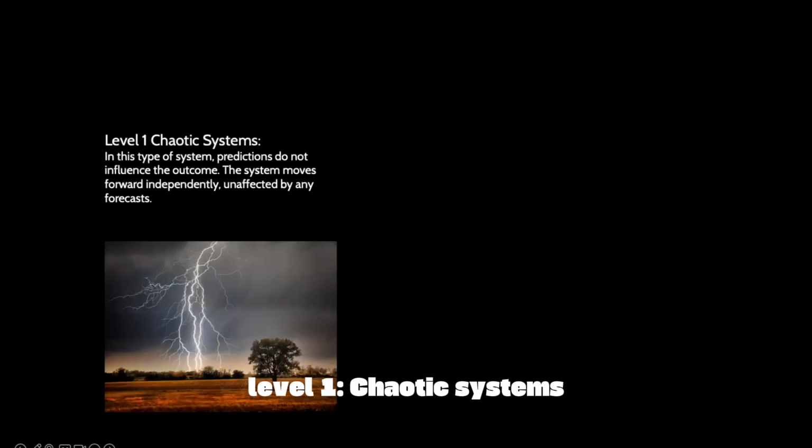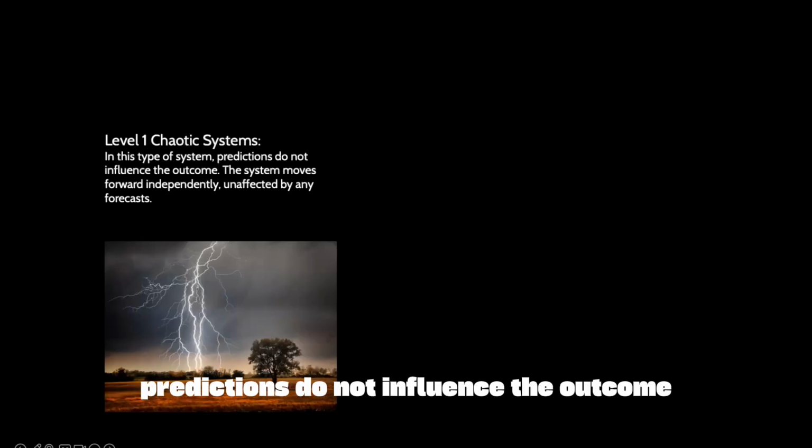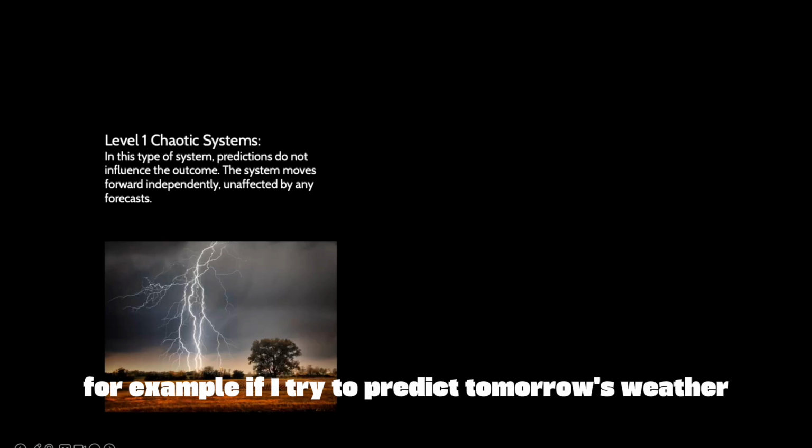Level 1 chaotic systems. In this type of system, predictions do not influence the outcome. The systems move forward independently, unaffected by any forecast. For example, if I try to predict tomorrow's weather, I can use meteorological models and data, but my predictions, whether it will rain or not, won't actually change the weather itself, so the system continues on its own, completely unaffected.